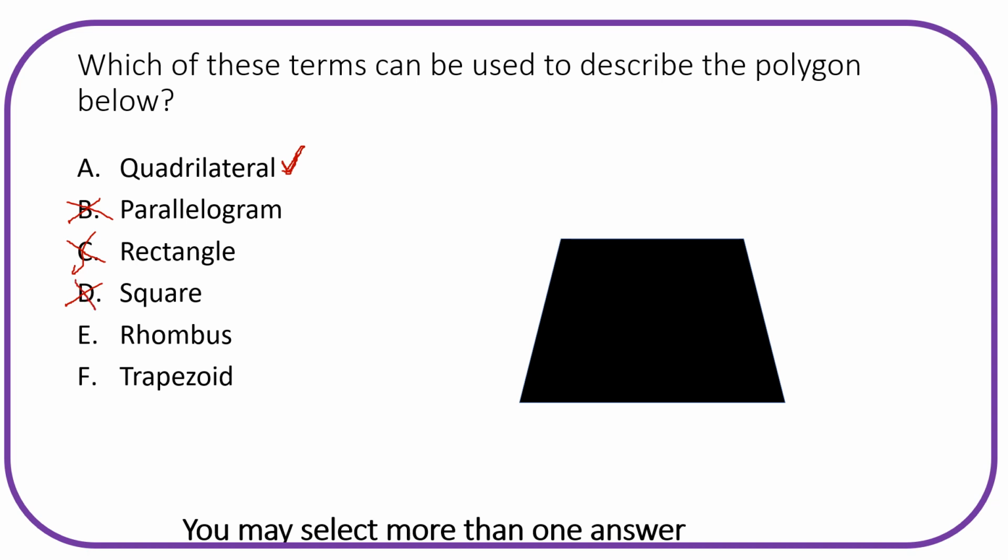Let's think about a rhombus. A rhombus is a square, but it's sort of slanted over in a way that it doesn't have 90-degree angles, but all the sides are congruent. I don't see any of that here.